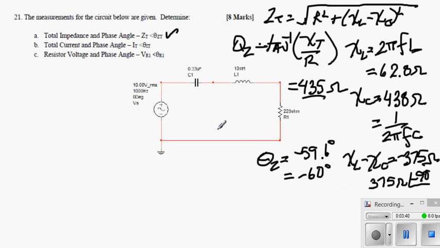Alright, so that will conclude the first part of this video series where we calculated the impedance and phase angle. Impedance is another word for Z total, and the phase angle that goes with that impedance will be the angle that you calculate between the reactive component and the real component.